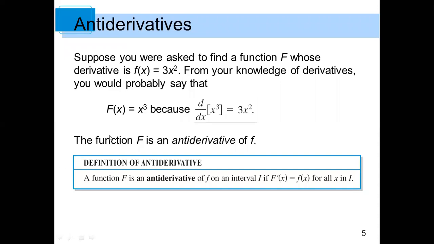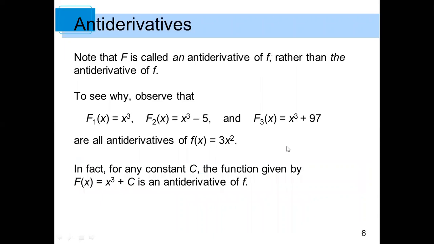Okay, so the definition of an antiderivative is a function capital F is an antiderivative of little f on an interval I if capital F prime is equal to little f for all x in the interval. So capital F is called an antiderivative of f rather than the antiderivative of f because a function can have many different antiderivatives. Here's why.